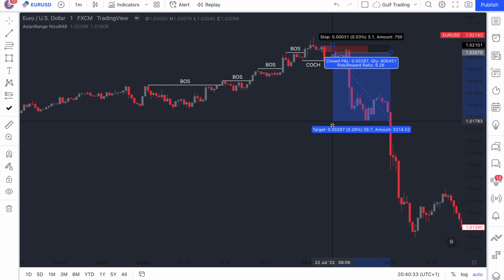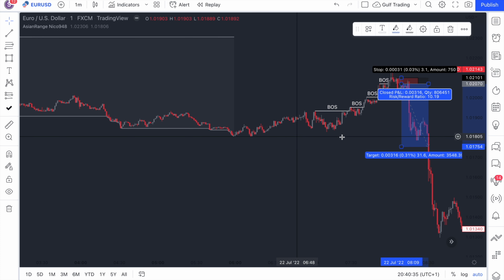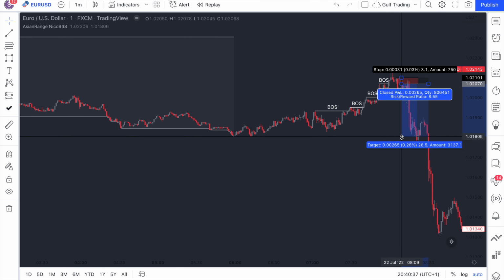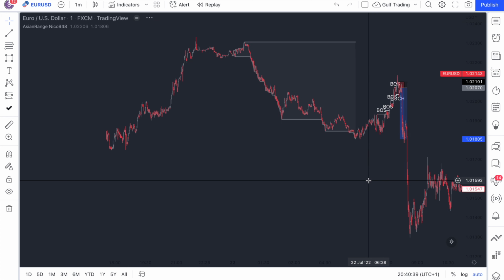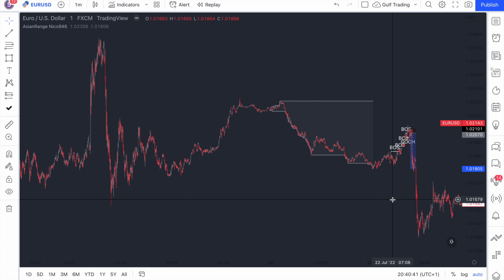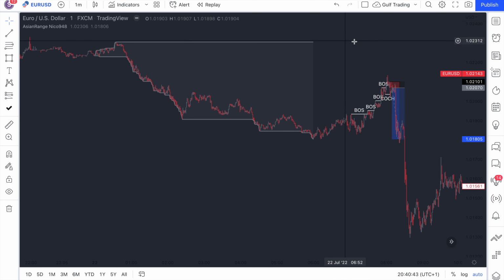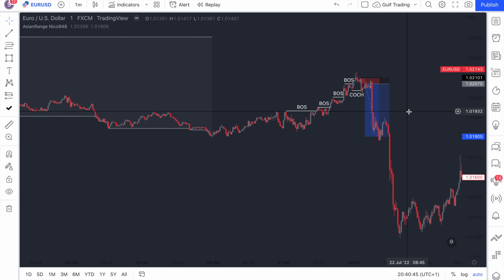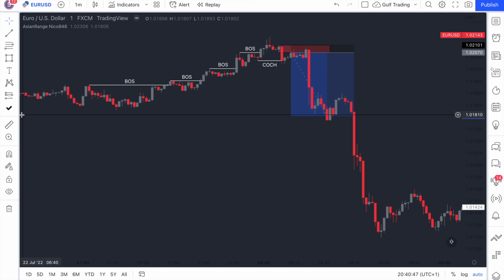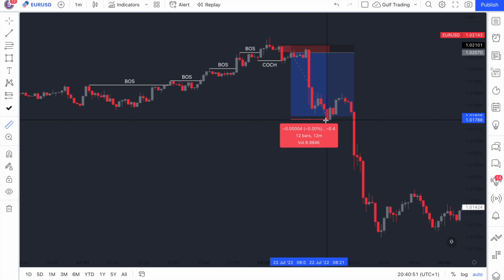But that was it, and I targeted the Asian low. You could have got in, could have targeted somewhere lower, maybe the lows over here. But for me, in this strategy, I just target Asian low or Asian high. And so that was a nice 8.5% there in not much time at all. 12 minutes. That's very good. Pass your FTMO challenge in 12 minutes.